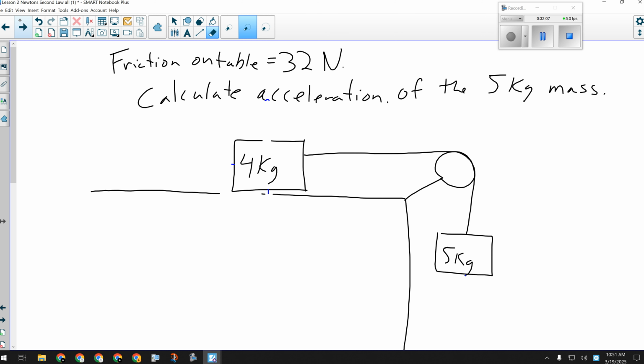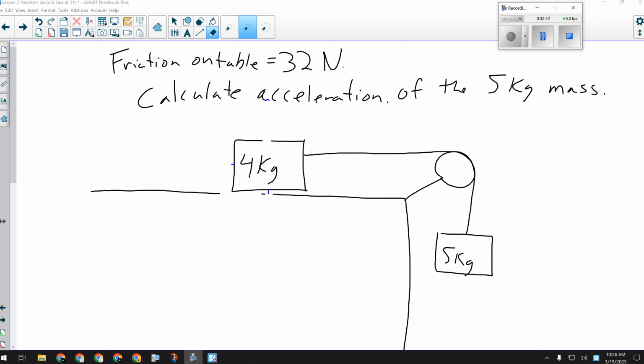Okay, here's another system question, not static. In this one here, we're looking for the acceleration of the 5 kilogram mass, and there are 32 newtons worth of frictional force between the 4 kilogram mass and the table it's on. Okay, how many forces acting in this one?